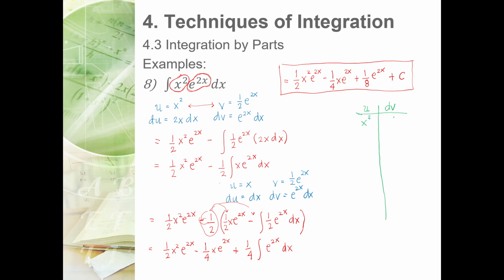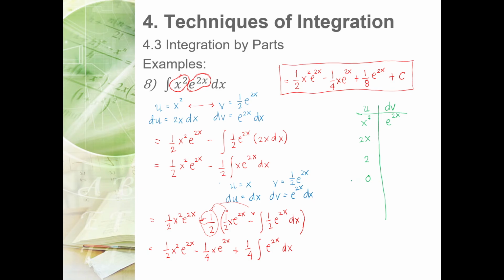Then the DV parameter that you want to be integrated would be e raised to the power of 2x. Okay. So let's start off with the left side. So again, since in the process of integration by parts, you're always trying to derive the u parameter. So derivative of x squared would give us 2x. Derivative of 2x would give us 2. Derivative of 2 would give us 0, di ba?